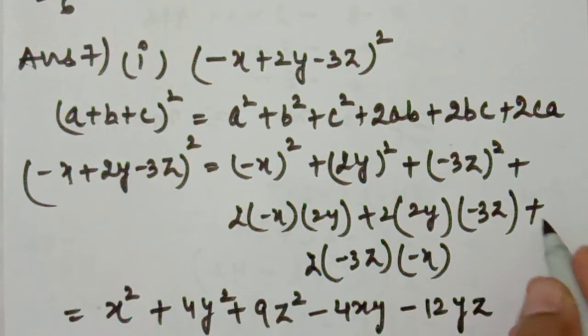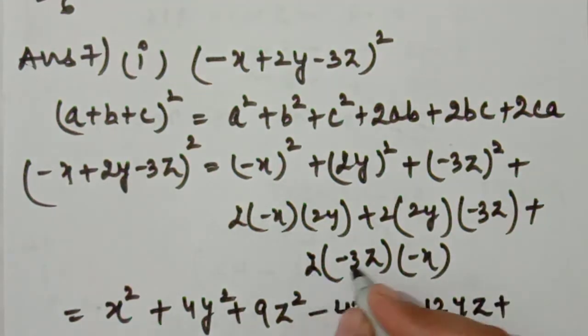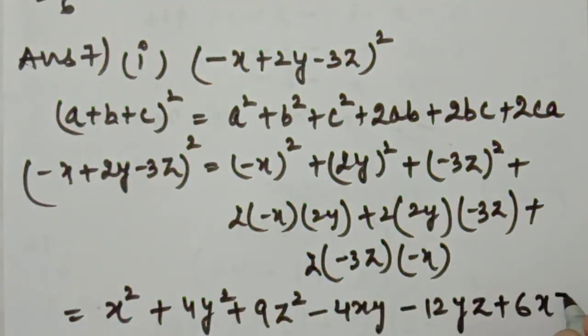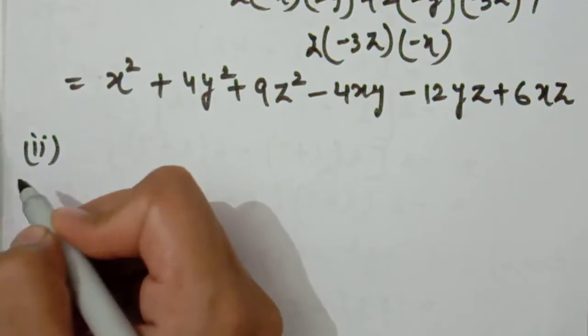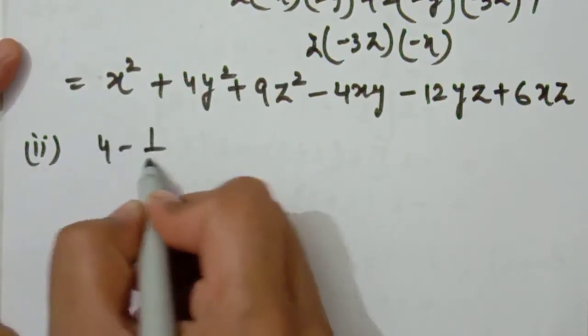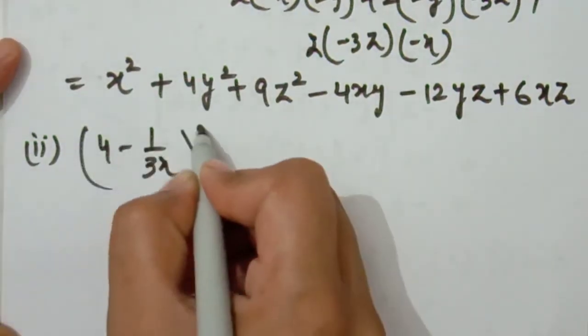Minus minus plus and plus into plus plus 2 3s are 6xz. This is your answer of part 1. Now part second, which is (4 minus 1 upon 3x) whole cube.